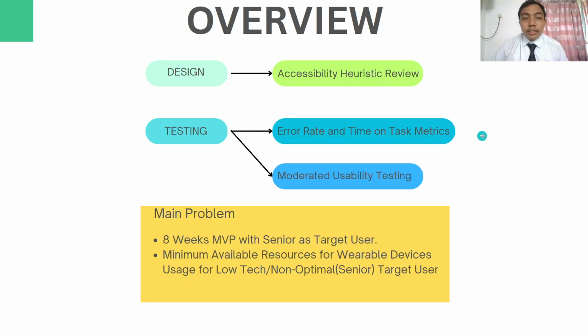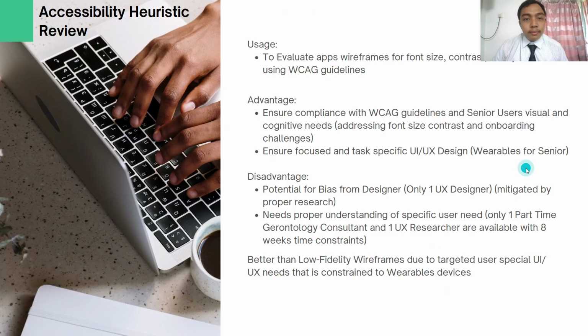So first off, my chosen techniques for the UX analysis: first, in the design step, there is accessibility heuristic review, and then in the testing step, error rate and time on task metrics, and moderated usability testing. The main problem here is an 8 weeks MVP with seniors as target users, and minimum available resources for wearable device usage for low-tech or non-optimal senior target users.